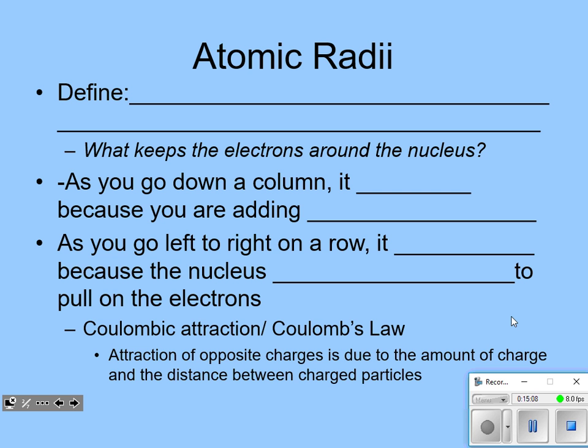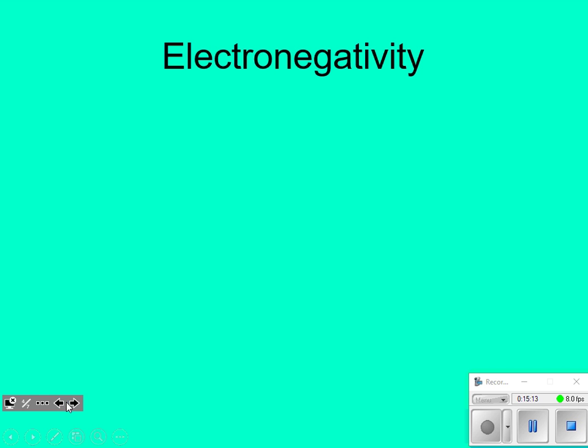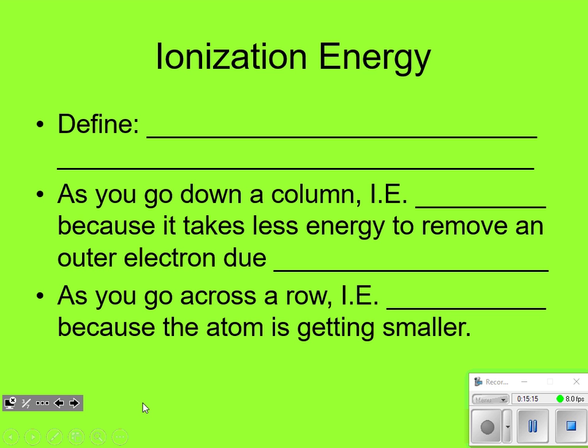The second trend on here was ionization energy. Ionization energy was on your next page. Now, I'm not going to go through the full definition because that's what you're supposed to write down, but let's break it down this way. Atomic radius was about the size of the atom, big atoms versus small atoms. The next two trends are either about gaining electrons or losing electrons. Does ionization energy deal with gaining electrons or losing electrons?